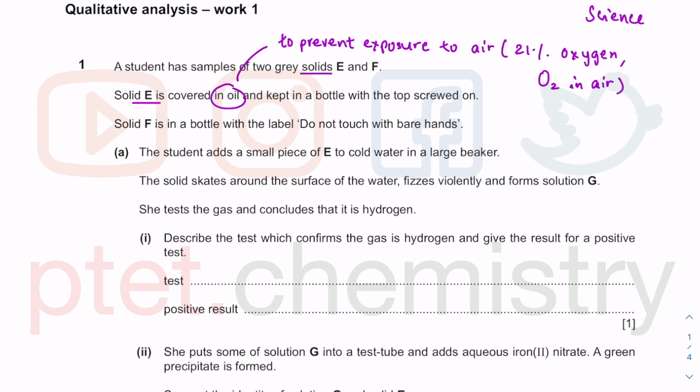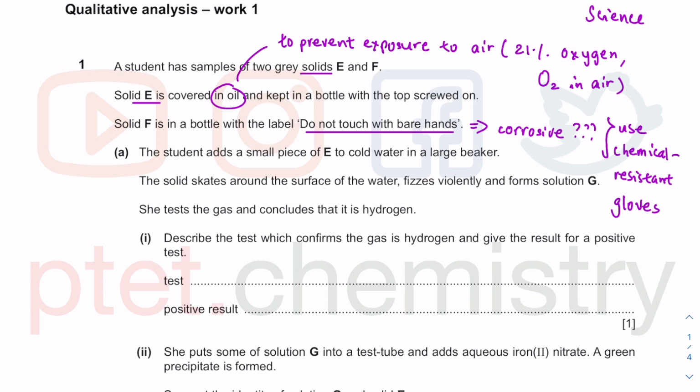Solid F is in a bottle. Do not touch with bare hand. So this can really burn your hand and stuff. Most likely this one is corrosive or toxic or dangerous if you touch it with your bare hand. Okay, so you're supposed to use gloves. These are technically chemical resistant gloves because you don't want it to get in touch with your skin, so you will use chemical resistant gloves.